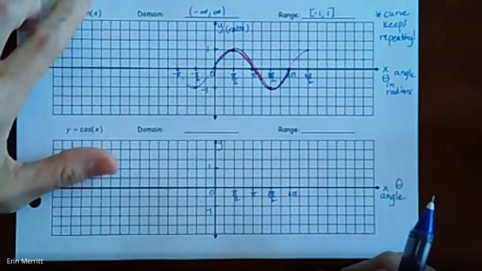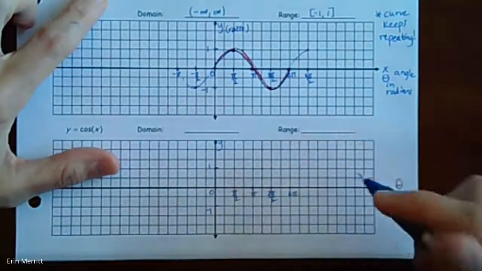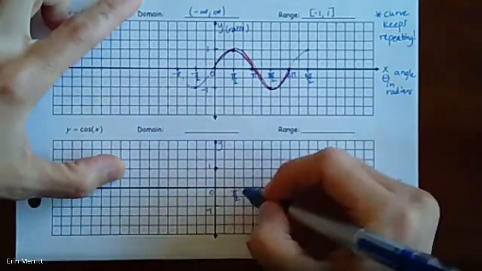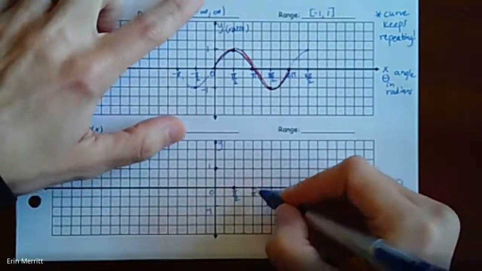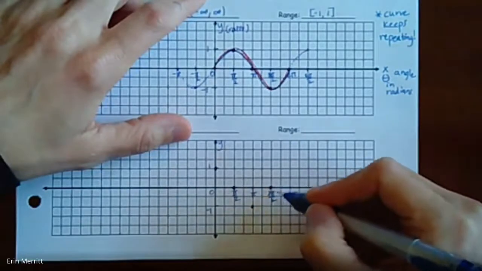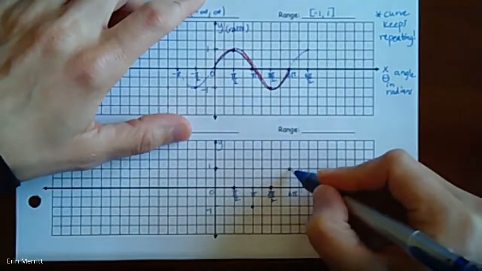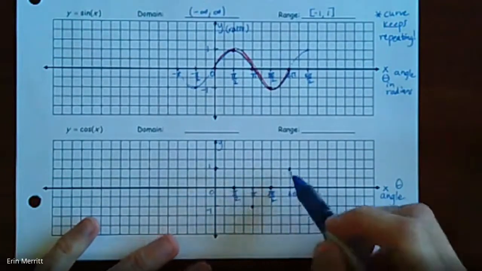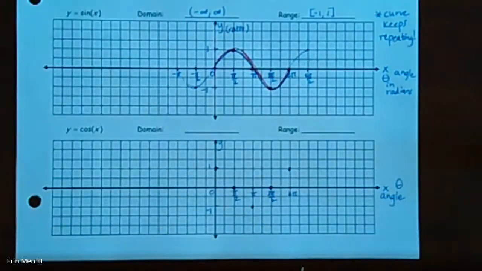So for cosine of 0 equaling 1, that is the point 0, 1. So at 0, go up to 1. At pi over 2, we're at 0. At pi, we're at -1. At 3 pi over 2, we're at 0. And at 2 pi, we are back up to 1. So it almost looks like it forms a V, but remind yourself, it's wrapping around that unit circle.